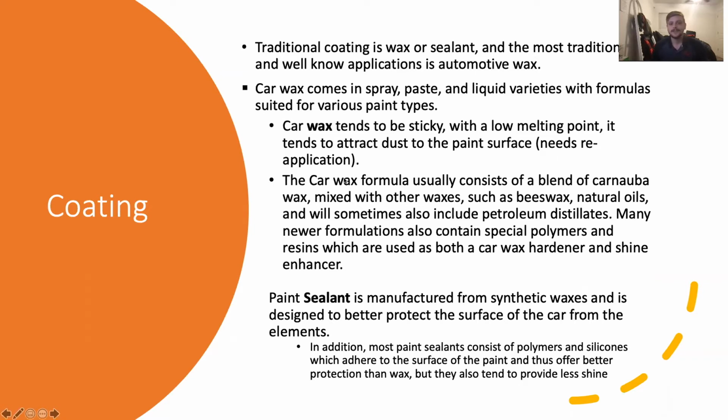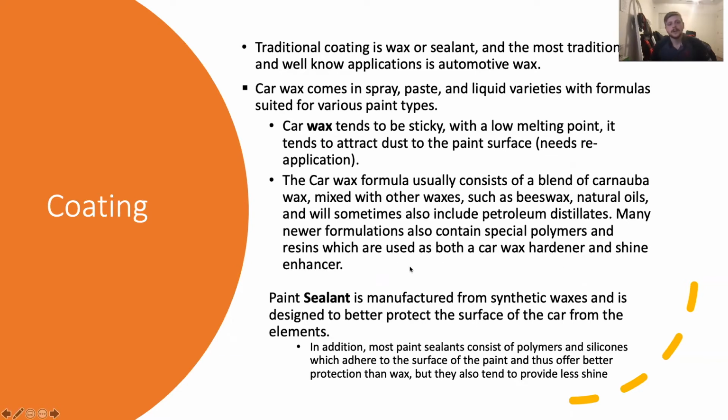Car wax tends to be sticky with a low melting point. It tends to attract dust to the paint surface and will need reapplication many times, if there are any car guys out there. The car wax formula usually consists of a blend of carnauba wax mixed with other waxes such as beeswax, natural oils, and sometimes also includes petroleum distillates. Many fewer formulations also contain special polymers and resins that are used as both car wax hardener and shine enhancer.